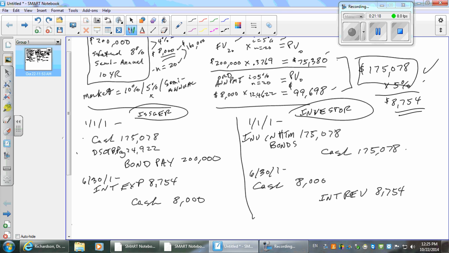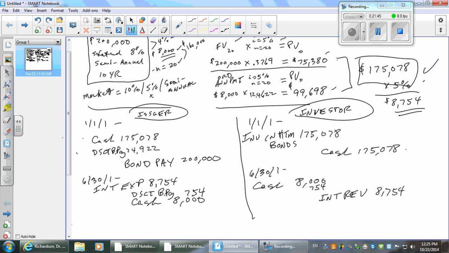What I'm going to do is credit discount on bonds payable. Look at that. For how much, obviously? 754. And now instead of having 24,922 in there, I'm going to have 754 less. Everybody agree? All right. What's going to happen over here on the other side? I need to debit something for 754.